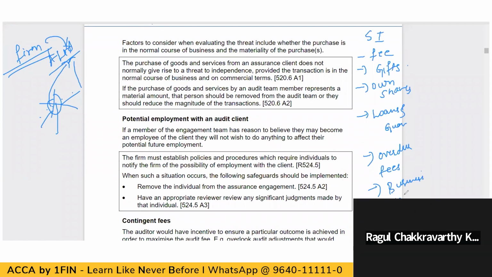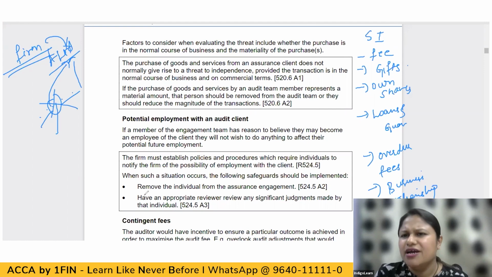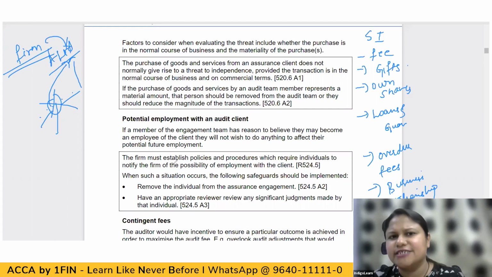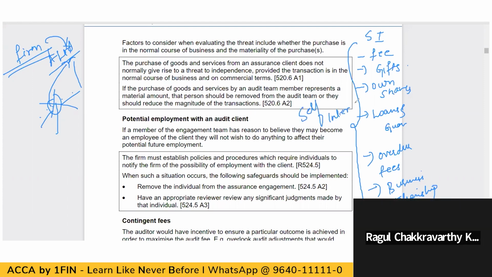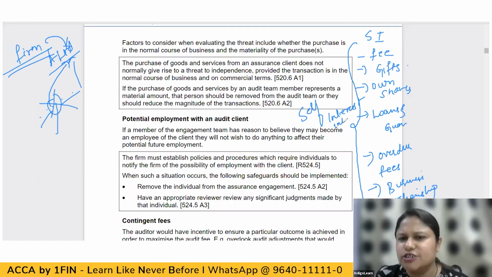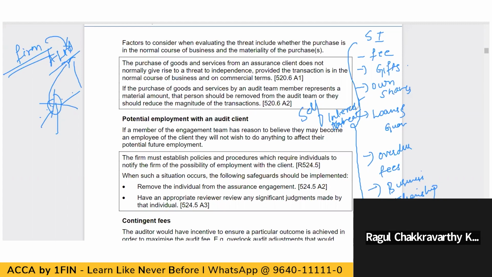All these are illustrative. They have given so much that we can actually say it is exhaustive also, because very rarely will you find something beyond this. So this is the entire list, and it all comes under self-interest. And self-interest could be either a financial interest or any other type of interest. Got it?